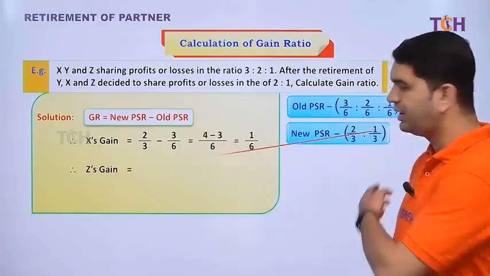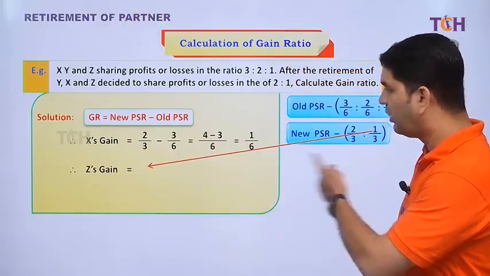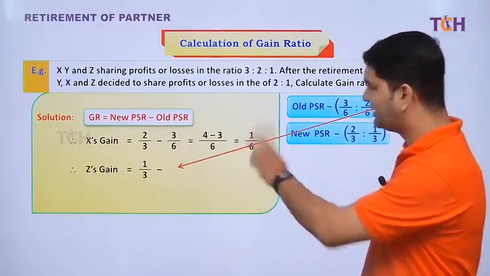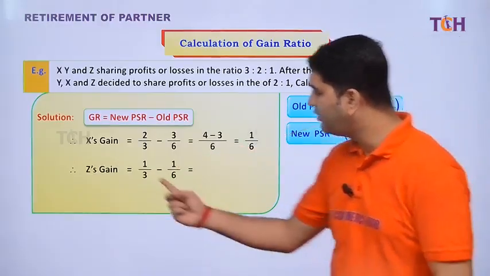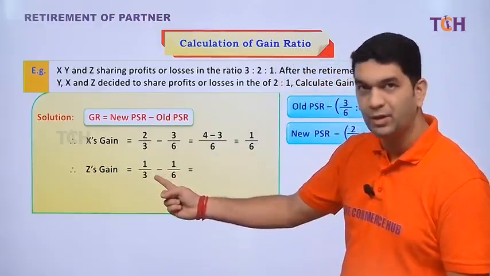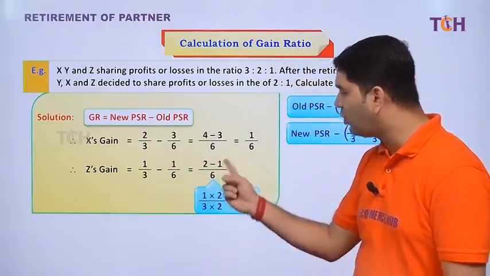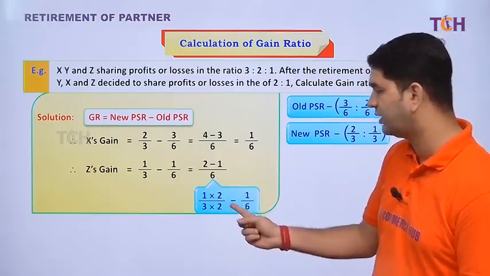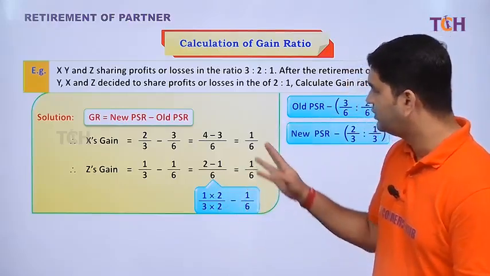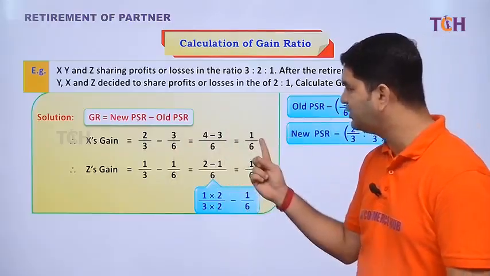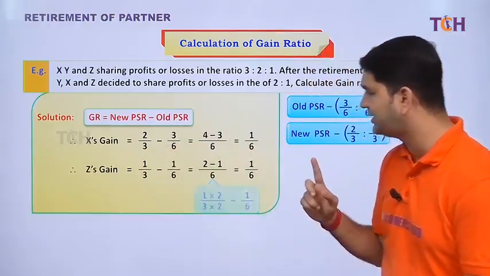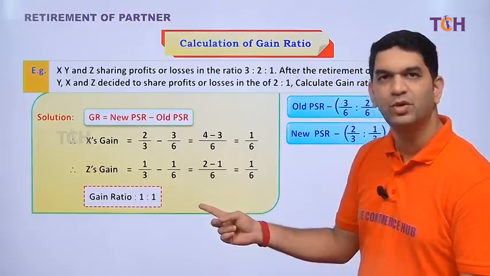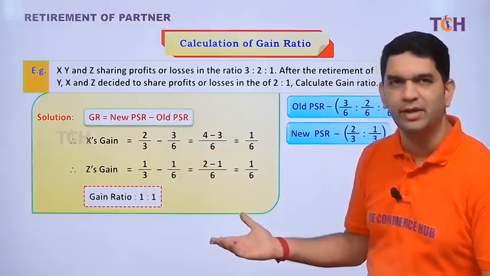For Z, we will calculate his share. New share is 1/3, and then old share is 1/6. Again, we will equalize the denominator, so we'll multiply it by 2. So it is 2/6 minus 1/6. If you have a doubt, you can observe here. Now, it is also 1/6. So X's gain is 1/6, Z's gain is also 1/6. So gaining ratio is going to be 1:1 here. Gain ratio is 1:1. This is how we can calculate it.